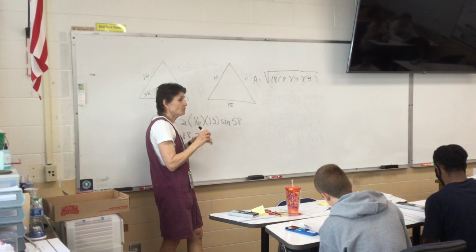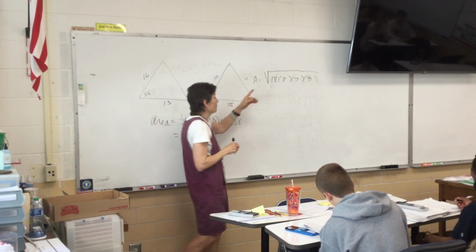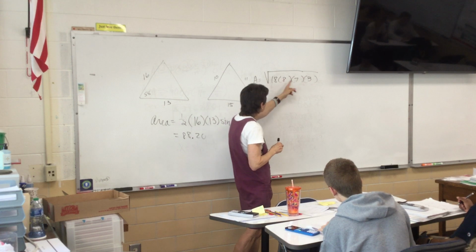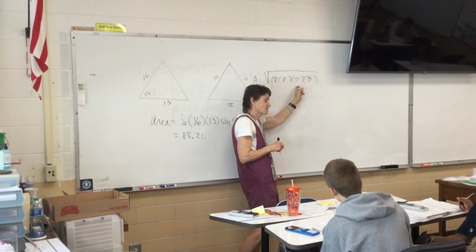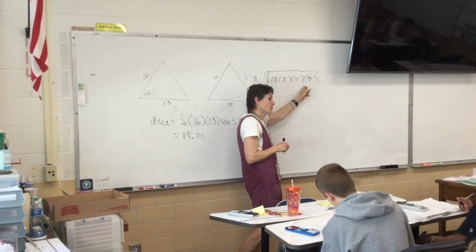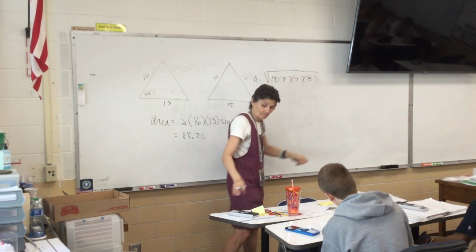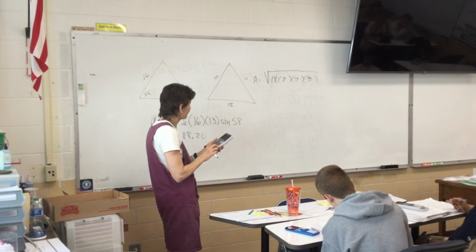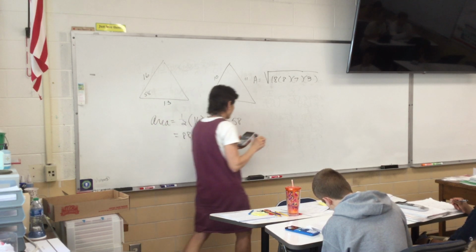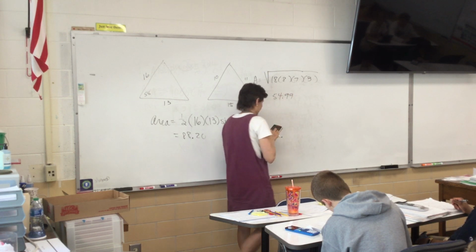I remember when we actually did this, in the unit we were on, a bunch of you put 10, 11, and 15 under here. No, the sides don't go under here. What goes under here is 18 minus each side. And you just type them all in and square root them. So that area is 54.99.